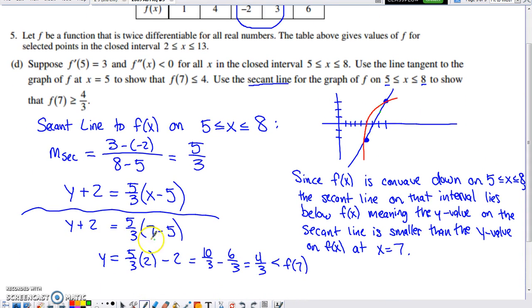And so what's the y value on the line at 7? I just put 7 in place of the x in the equation of the line, simplified a little bit, and as I did, I got 4/3. And since we're arguing here with the graph, and then also in the sentence I wrote out here, that the y value on the line has to be beneath the y value on the curve, we know that the y value on the line has to be less than whatever the y value on the curve is at 7.